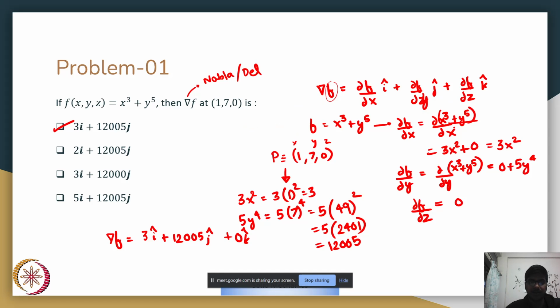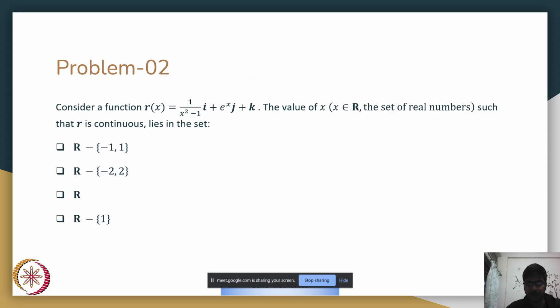Does anyone have any questions regarding the gradient operator, nabla or del, or is it clear? Okay, I'm assuming it's clear. If not, stop me.